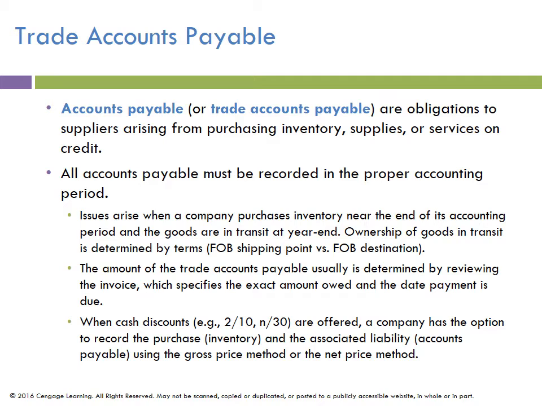The amount of the trade accounts payable usually is determined by reviewing the invoice, which specifies the exact amount owed and the date payment is due. When cash discounts are offered, a company has the option of recording the inventory and the liability at the gross amount or net amount, and we saw that in our inventory chapters. So just to review that.